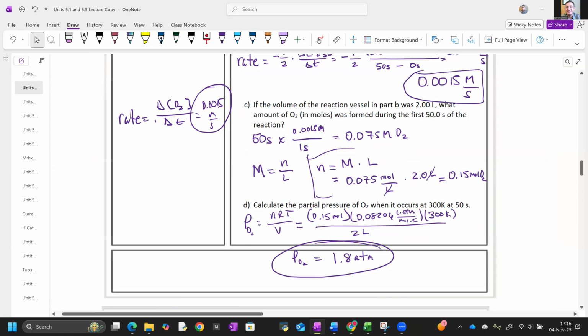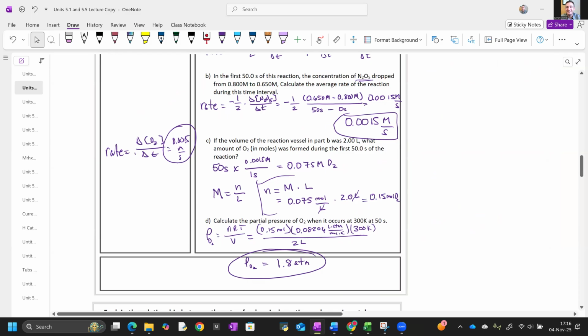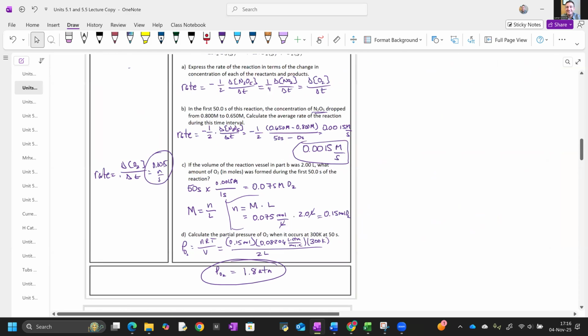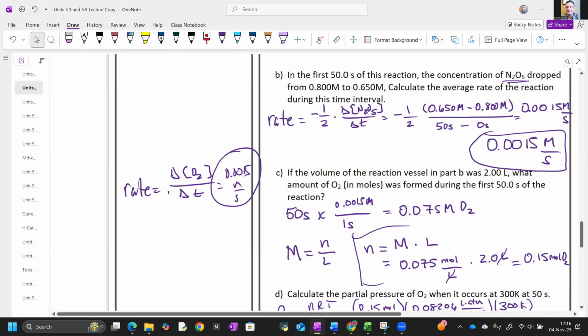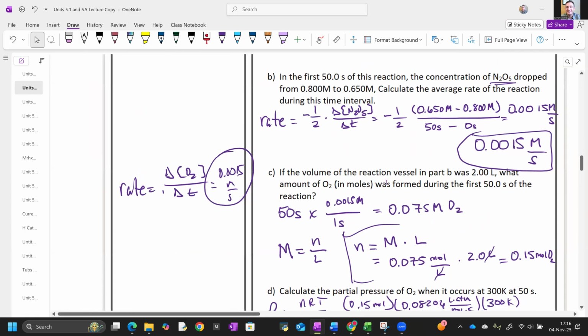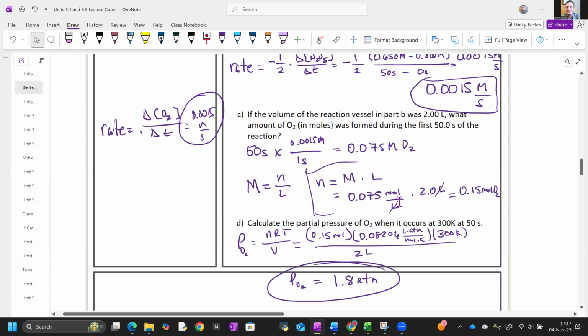And this kind of brings us to a good stopping point in this lecture because we're going to go over another section looking at how the concentration, the temperature, the surface area, and then how catalysts affect the rate of the reaction. But for now, we're going to go ahead and stop at this point, and you can watch the next video on this lecture.